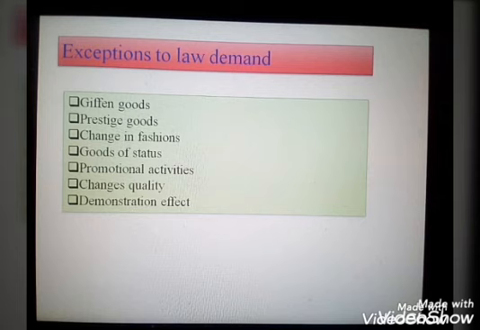Changes in quality. When the products are of higher quality, people will buy those products irrespective of the price. Demonstration effect. Demonstration effect means sometimes people will go for buying because they want to imitate what others are doing. So in order to show their status level, they buy the product without bothering about the price of the product.